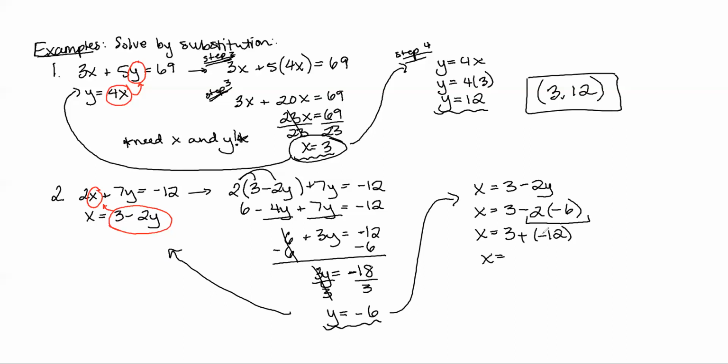And then if we add the opposite, we get 15. So our solution as an ordered pair is the point 15, negative 6. So that's where these two lines intersect.